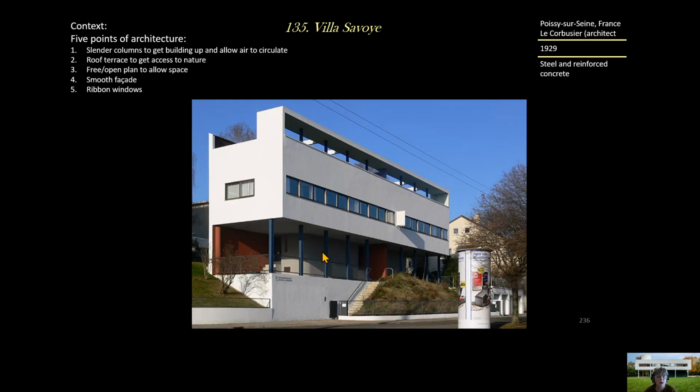So if you look at this apartment building, it is also exemplary of the international style. We have slender columns that get the building up off the ground, get ventilation for people inside this building. We have a roof terrace that gets people access to nature. There's an open plan on the inside, giving people free space for movement. And then there's this very plain facade and a ribbon of windows for them to be looking out and being close to nature.